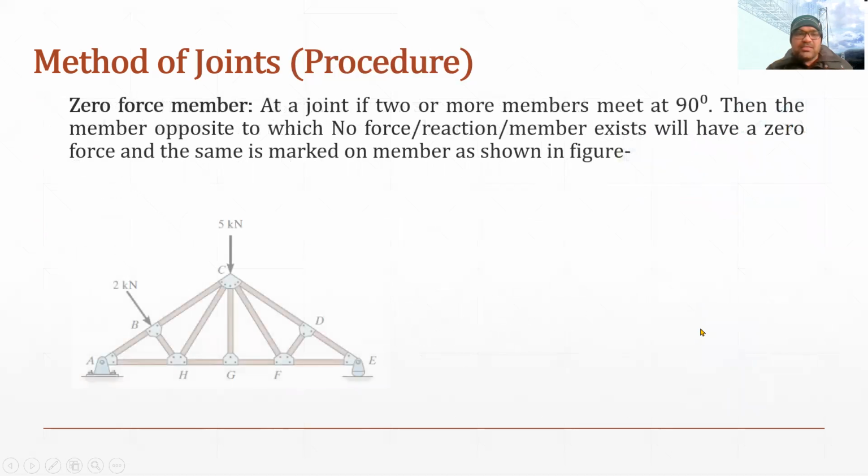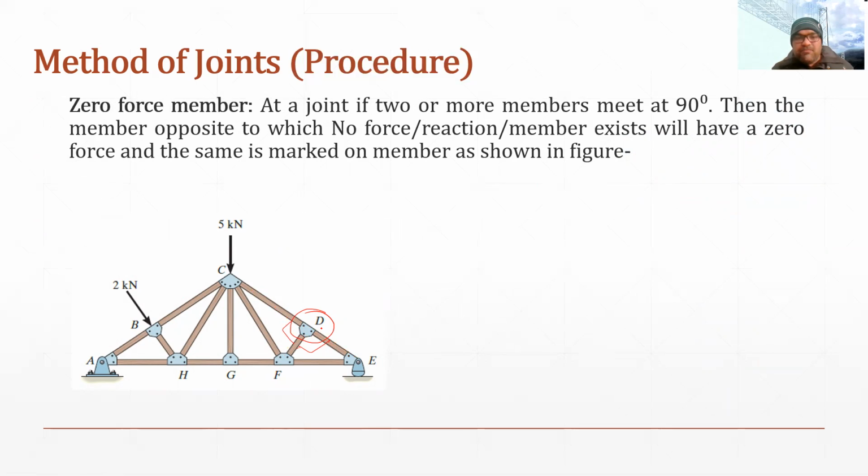Similarly, if we take another example, this is another truss, and if we have to find out zero force members, how do we find them? First of all, consider joint D. Why have I taken joint D? Because you can see there is an angle of 90 degrees. These members CD, DE and DF are meeting at 90 degrees.